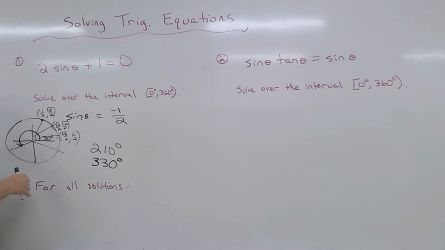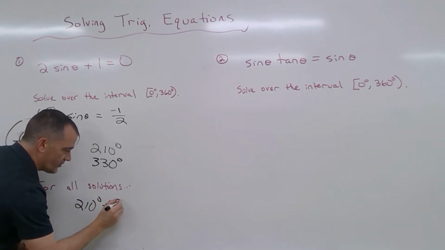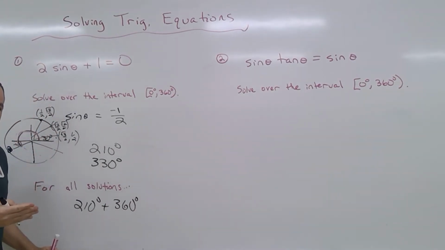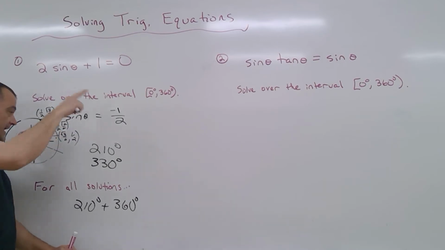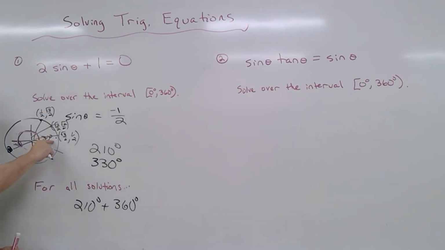Now, if the textbook or the question on a quiz or test says for all solutions, keep in mind, not only do we get that one solution at 210 degrees, but we also get 210 degrees plus 360 degrees more. And then another 360, and another 360, and another 360. Or quite possibly, instead of going that direction, we could go back this direction.